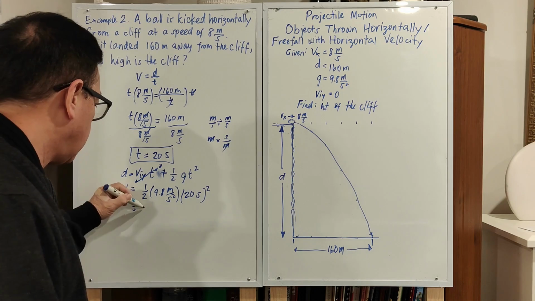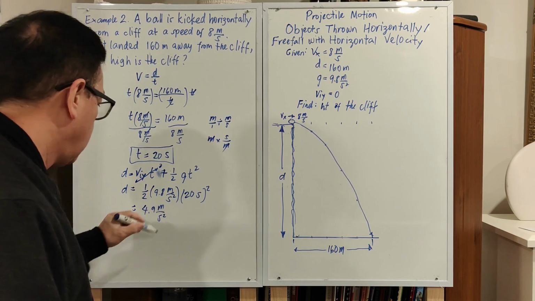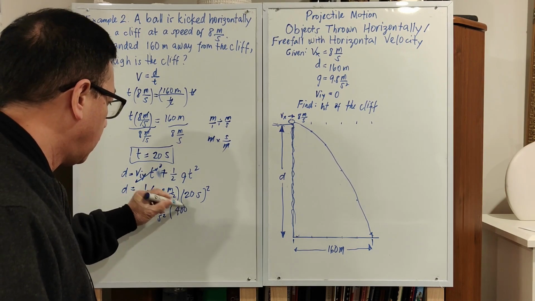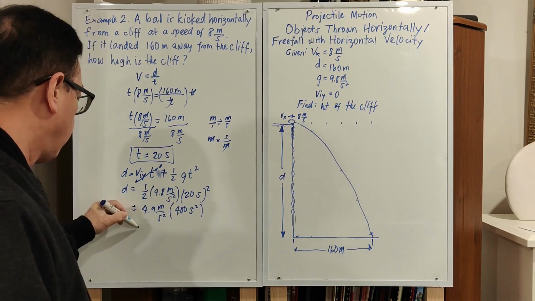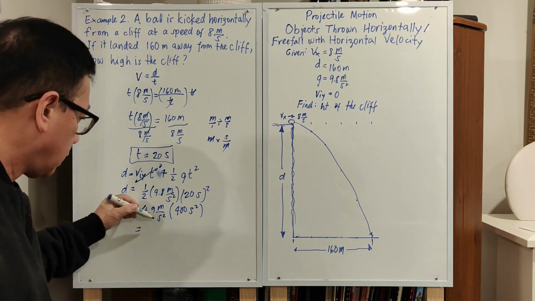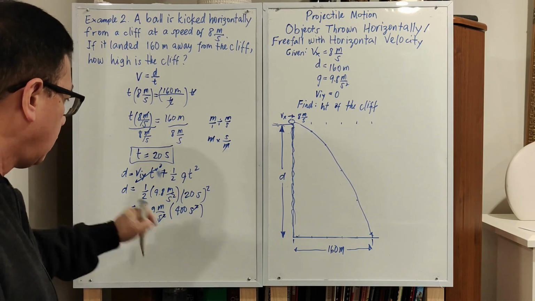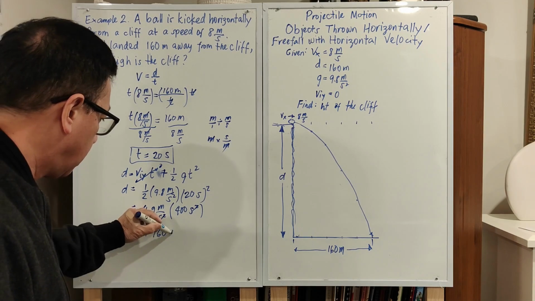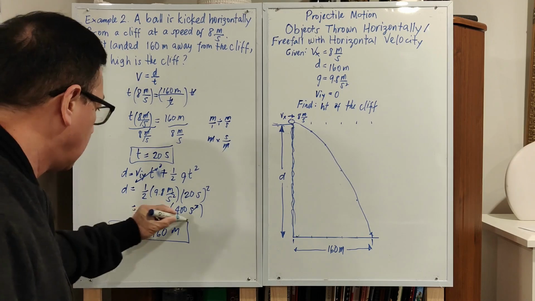1/2 times 9.8 is 4.9 meters per second squared. 20 times 20 is 400. Seconds times seconds is second squared. So we can cancel second squared. 4.9 times 400 is 1,960 meters. So this is the height of the cliff.